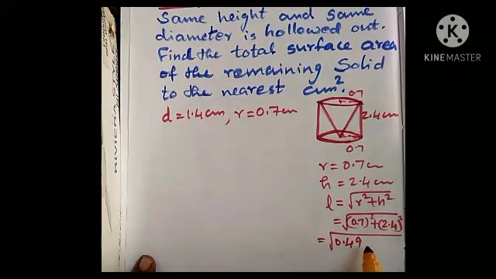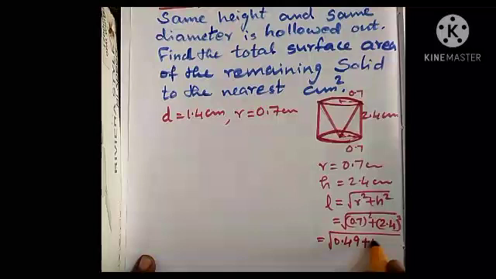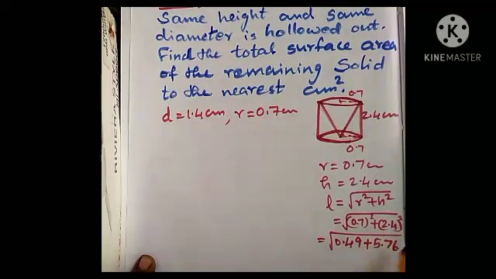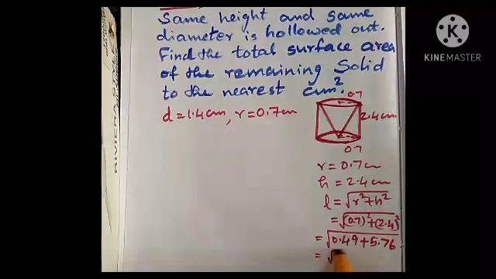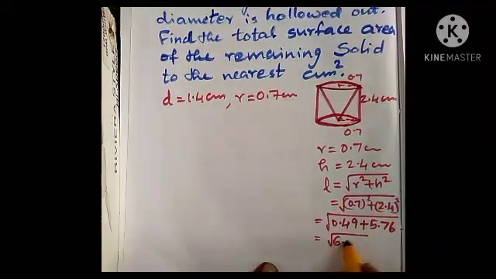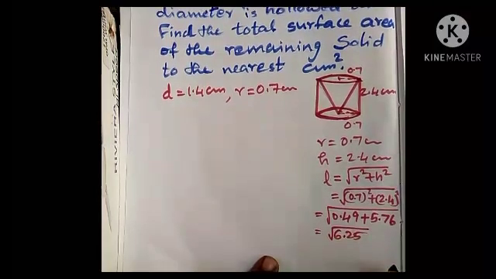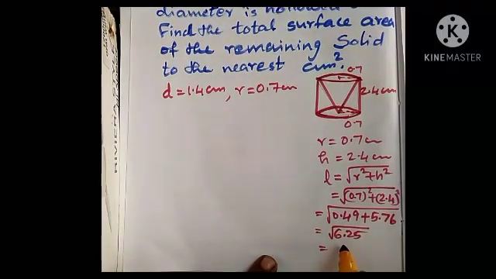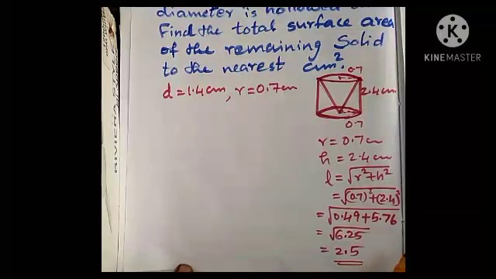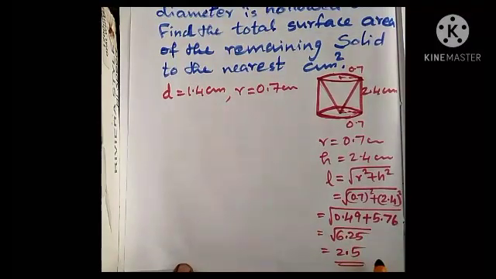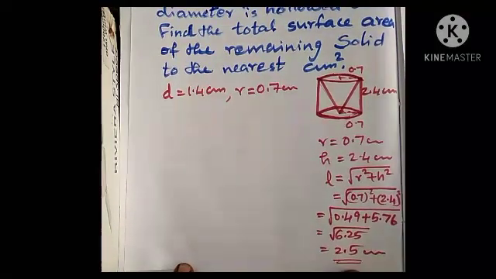0.7 squared is 0.49. Plus 2.4 squared, which is 5.76, because 24 squared is 576. Now we can add these two. What is that? It is the root of 6.25. What is the root of 6.25? It is 2.5, because 2.5 into 2.5 gives 6.25. And you got the slant height L, that is 2.5 centimeters.